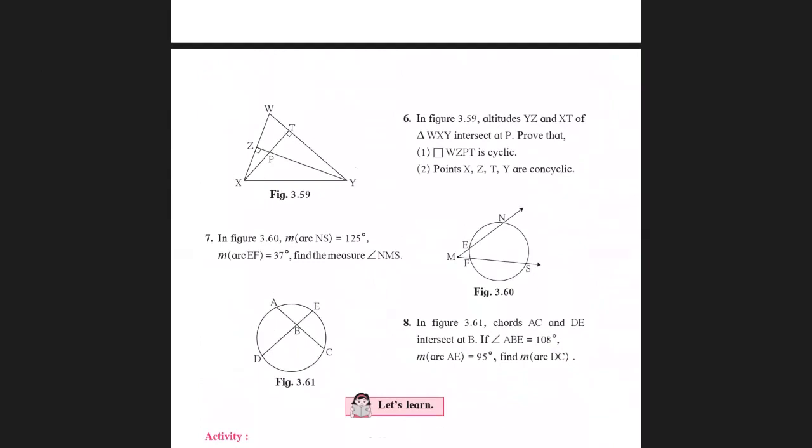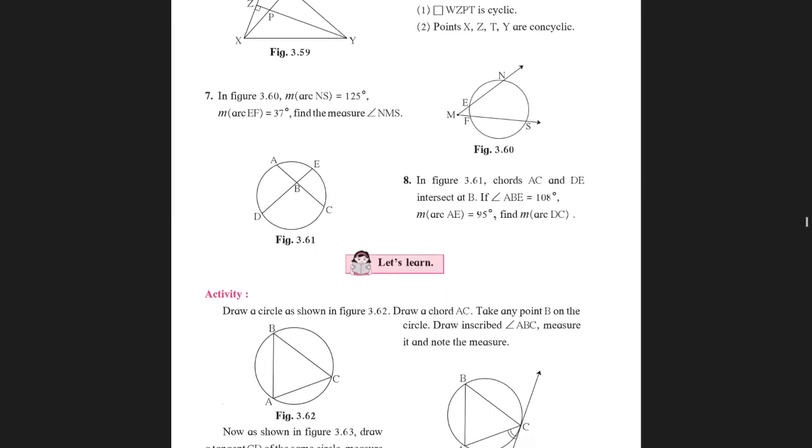If 2 points on a given line subtend equal angles at 2 distinct points which lie on the same side of the line, then the 4 points are concyclic. So you need to write that theorem, and hence the points are concyclic. So again, it's a very simple question. You will be able to do it on your own. We go to question number 7.